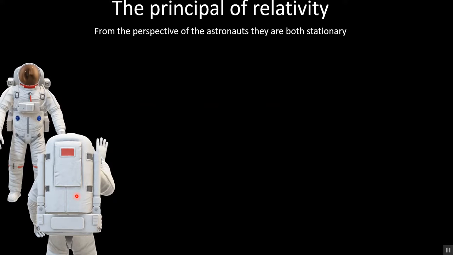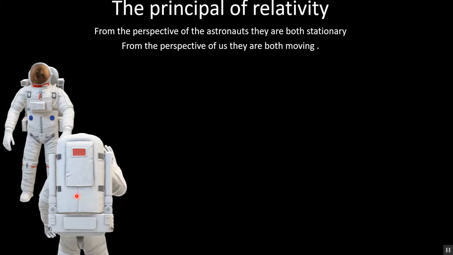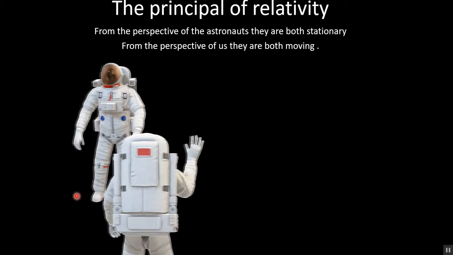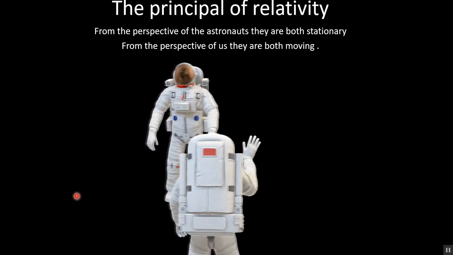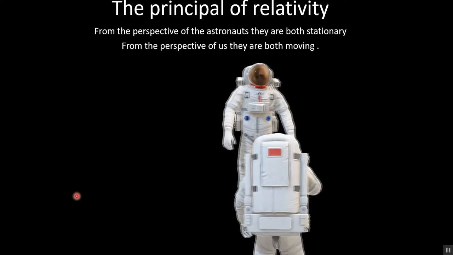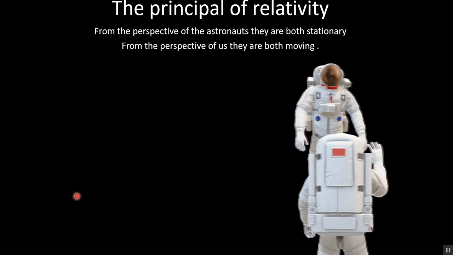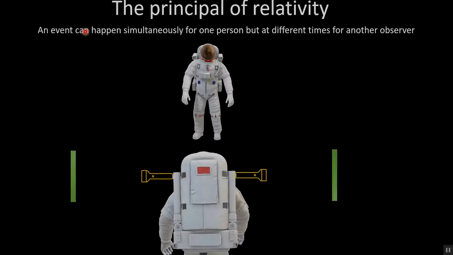However, we're watching them from a spaceship, and from our perspective, they're not stationary. They're both moving through space together. That is seeing things from different perspectives. Now this is quite a radical idea to get the head around. What is strange, and Einstein proved this, is an event can happen simultaneously for one person, but another person will see the exact same event differently as an observer.